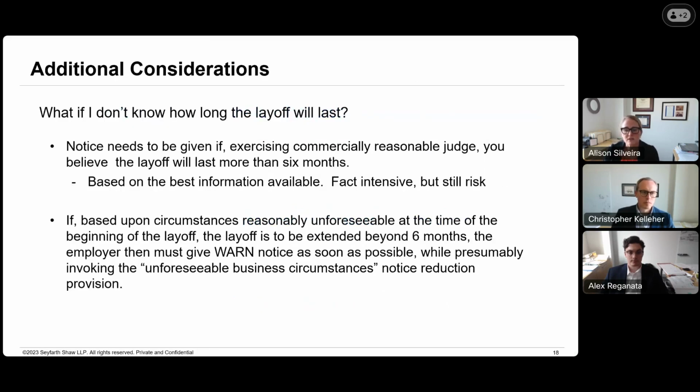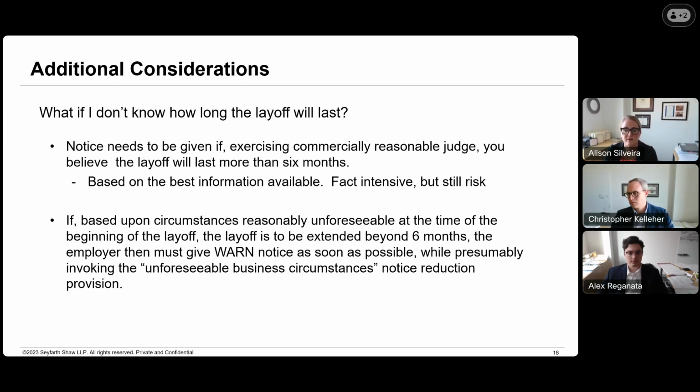So the next 2 slides are 2 sort of frequently asked questions that we get about the implications of WARN. The first question here is, what if I don't know how long a layoff will last? Whether you need to give notice in that situation is based on the best available information to the employer at the time. So if at the time of a layoff, an employer, based on the best information available to it and exercising commercially reasonable judgment, concludes that a layoff will not last at least 6 months, it will not have to provide WARN notice at that time.